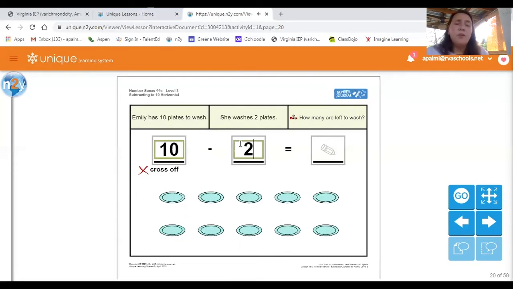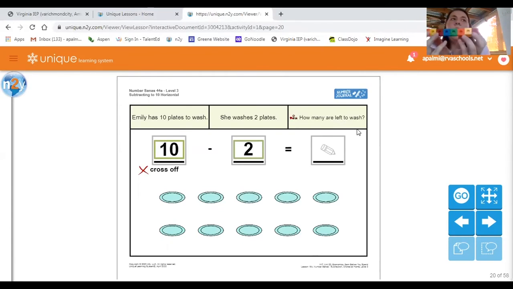Beautiful. So then my sentence says, how many are left to wash? Remember, what's my key word in this? Good, left. Left means the same thing as taking away. Beautiful job. So I have 10, and then it says take away how many? 2. Beautiful. So I'm going to count 1 at a time and take away 2. Are we ready? 1, 2. Okay, I took 2 away.